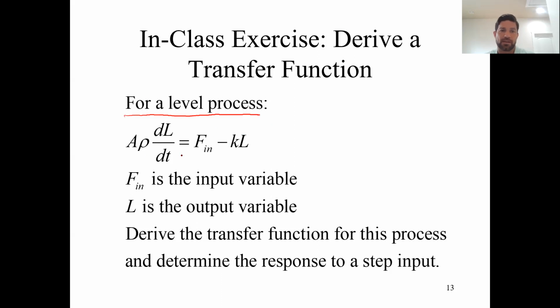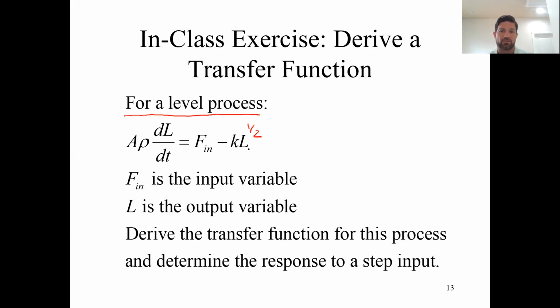This would be a process like, imagine we have a tank, right? If we have level in a tank, where we're saying the change in the level is related to the flow in minus the flow out, but the flow out is a function of the level. So this would be an example of a gravity drain tank. But we know that if it were a gravity drain tank, we would have level to the 1/2.